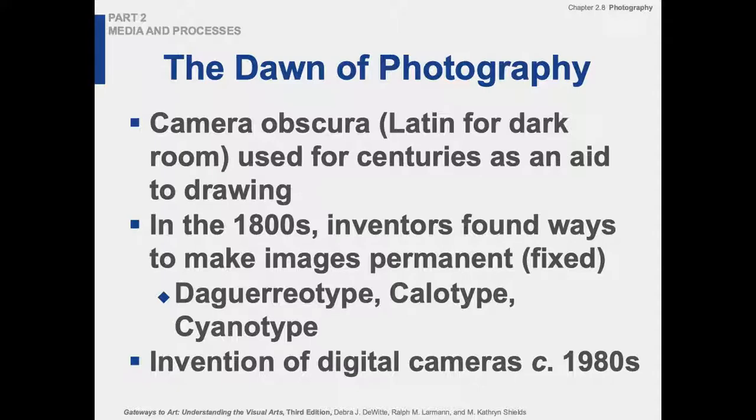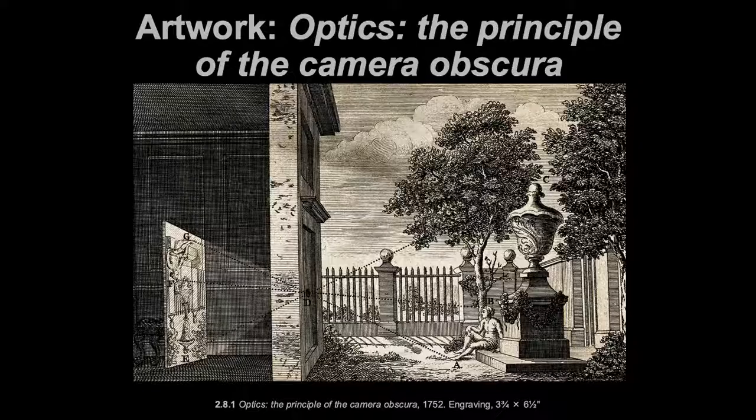But at any rate, this was in use, but the idea of a fixed image, an image that you captured and carried around, did not happen until the 1800s. I know it's really hard for you to think about, but photography is a fairly new medium in the world. It's only been around for about 160 years, let's say, 150 roughly. Digital cameras came in the 1980s.